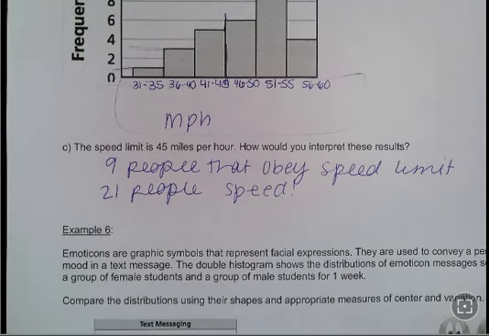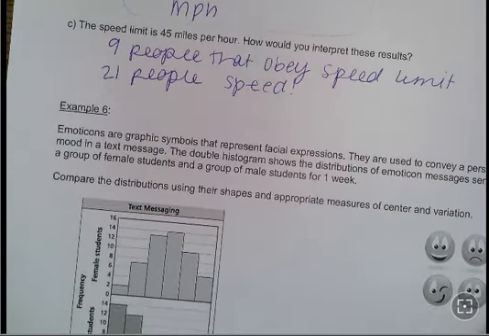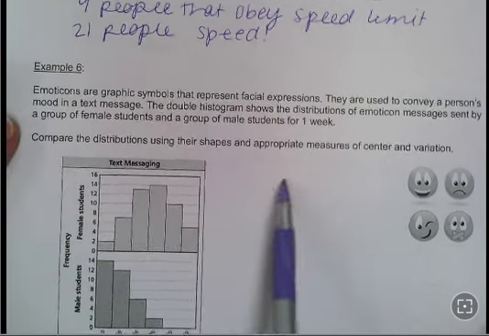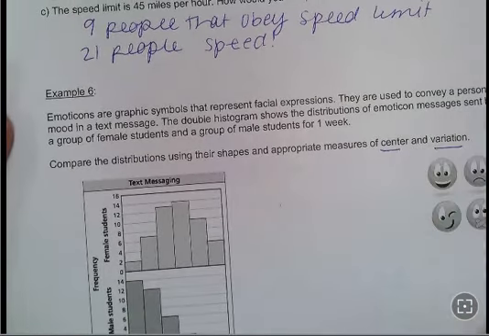Okay, so emoticons are graphic symbols that represent facial expressions. They're used to convey a person's mood in a text message. You guys know this. They're emojis, okay? The double histogram shows the distributions of emoticon messages sent by a group of female students and a group of male students. So we're going to compare the distributions. And then we're going to talk about which measures of center and variation we should use.